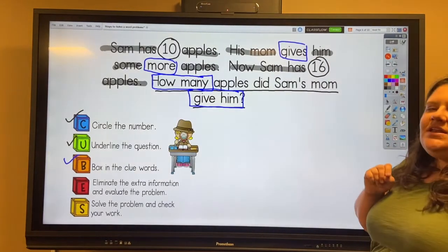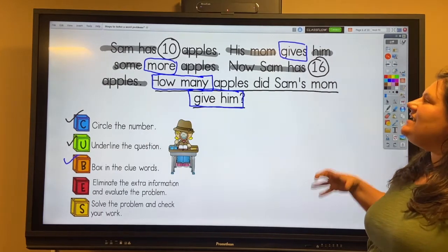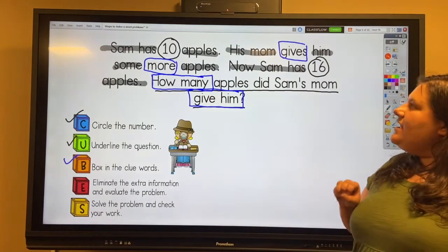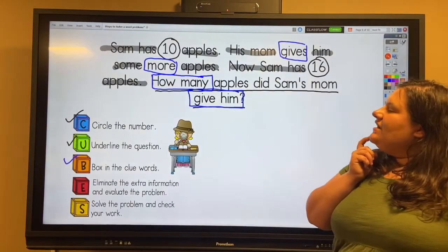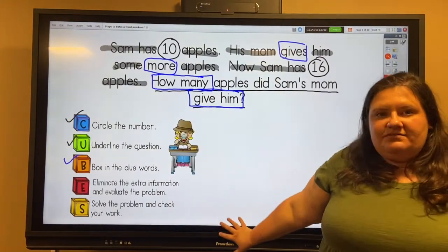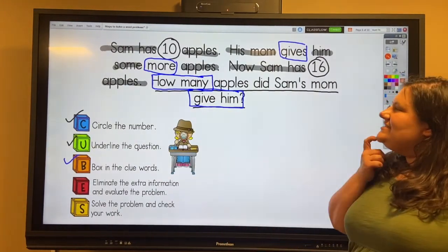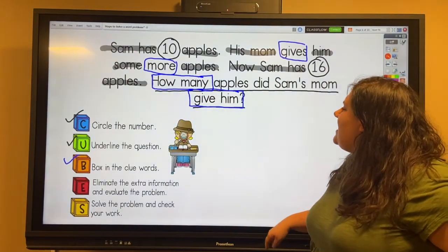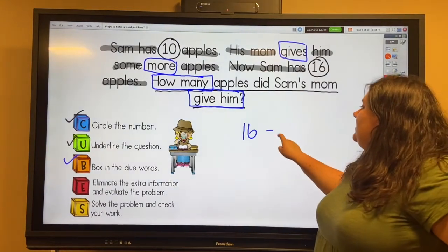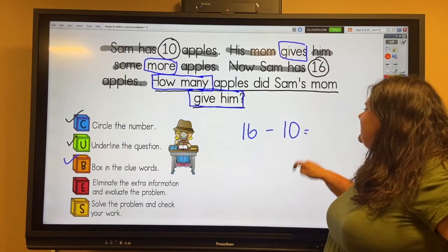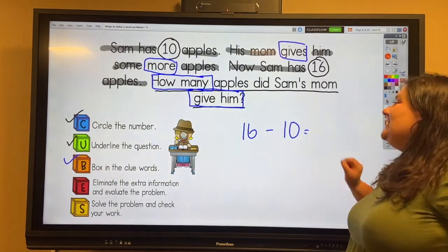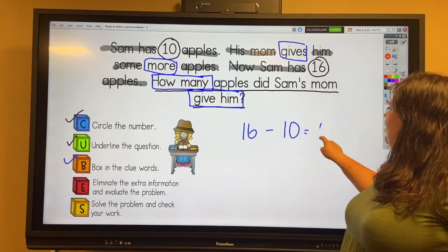Well, when I'm evaluating this problem, I'm thinking about how did Sam get 16 apples? Did his mom add some apples or did she take away some apples? I'm gonna think to myself, what would be the best way to solve this? Now, we're not gonna solve this word problem today, but if I had to take a guess, I would subtract the 16 apples that Sam has now. And I would take away the 10 apples that he has at the beginning to see how many apples his mom gave him. And then 16 minus 10 would be 6.